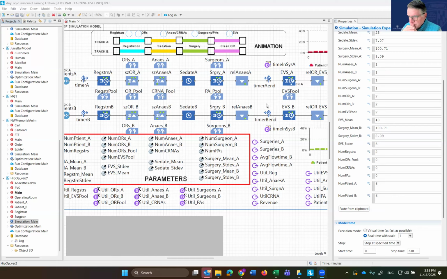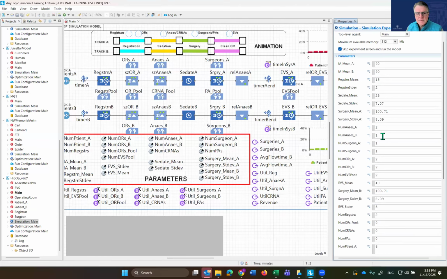So the first thought is maybe we just add an anesthesiologist in each track. Let's go ahead and do that and just see where we are. Go here and make this 2 in each case. Just go ahead and run.